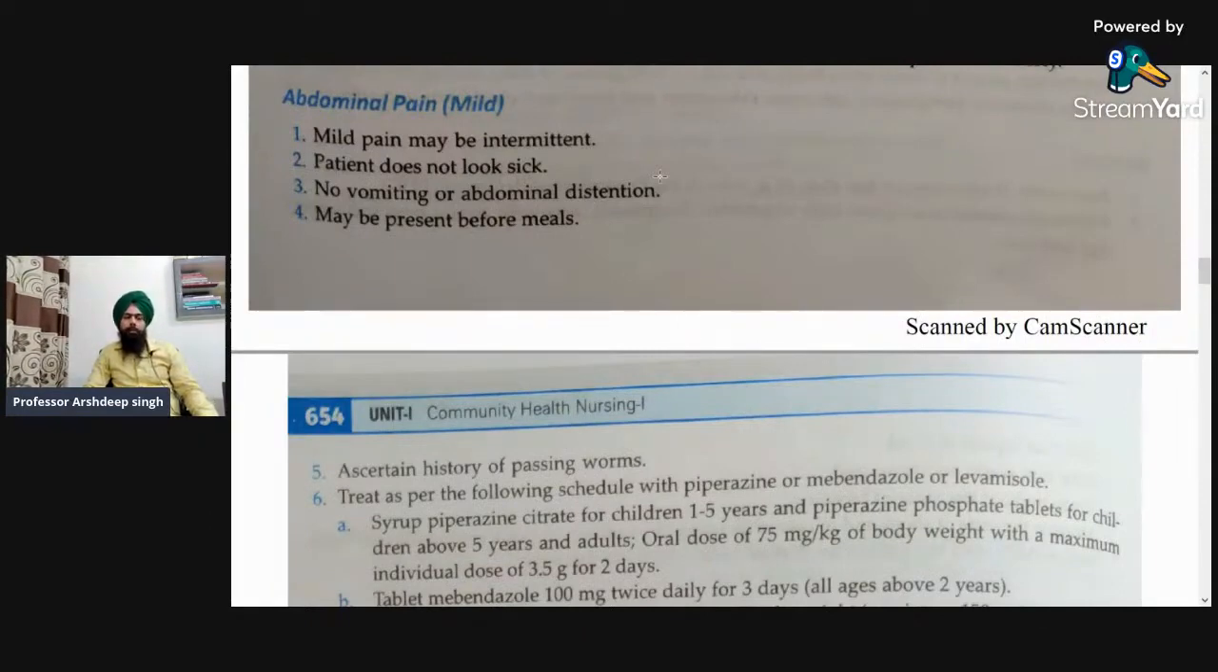Mild pain may be intermittent. The patient does not look sick, because commonly we suffer different types of pain, like abdominal pain, for example. When we have eaten in excess, or there is overeating, we can have abdominal pain for some time. So that's the mild pain. We don't feel sick, with no vomiting or abdominal distension. There is just a mild pain in the abdomen, which may be present before meals.